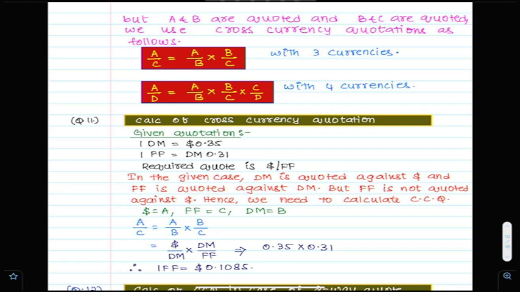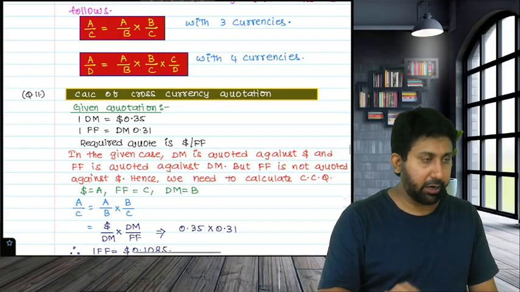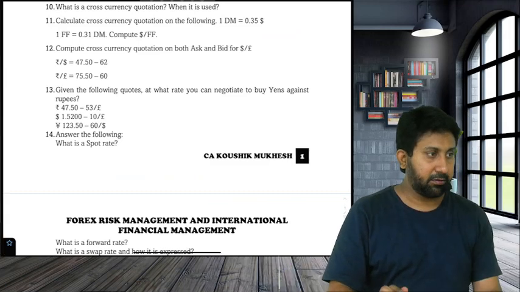Hope everyone completed copying the notes. Enough time taken. Okay, now let us go into the next problem. So we have now completed question number 11 and the notes writing. Let's go to question 12.